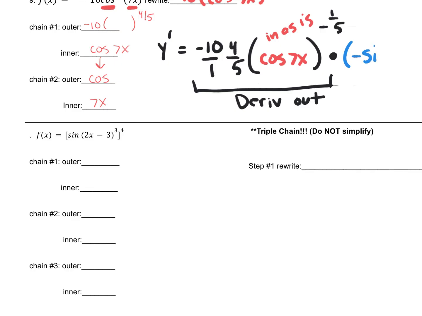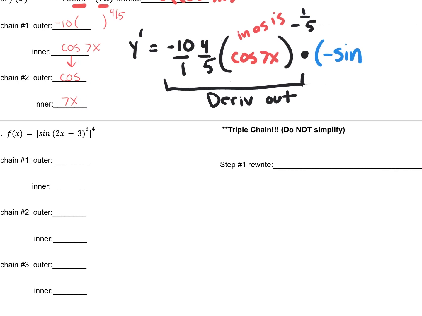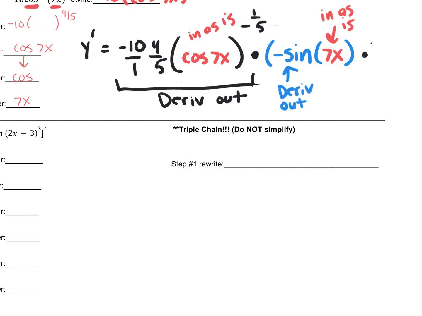Negative sine. Remember, when we take the derivative of the outer, we always put in a blank set of parentheses. Now we go to the second step. We plug in the inner as is right here. So that is 7x. So again, this is the derivative of the outer, and this is the inner as is. And don't forget now, on the last chain, we have to take the last step, and that is the derivative of the inner. The derivative of 7x is 7, using the power rule, times 7.